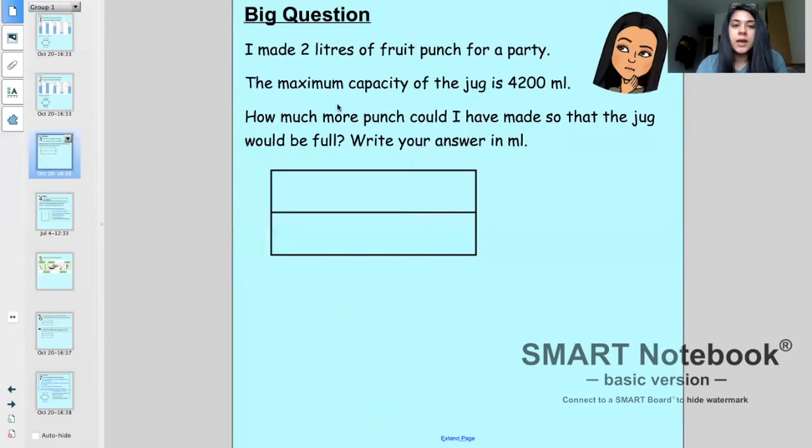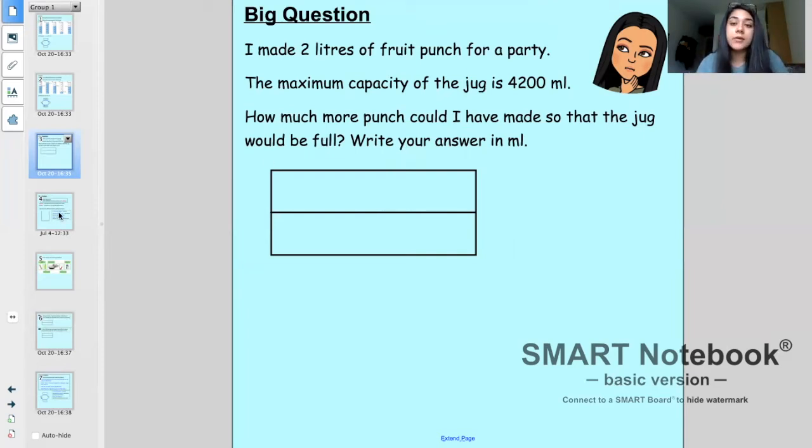So let's have a look at the big question. Can you pause the screen here and have a go at answering this question if you want a challenge to test your memory on what we did before? I made 2 litres of fruit punch for a party. The maximum capacity of the jug is 4,200 millilitres. How much more punch could I have made so that the jug would be full? Write your answer in millilitres. So pause the screen, have a go.